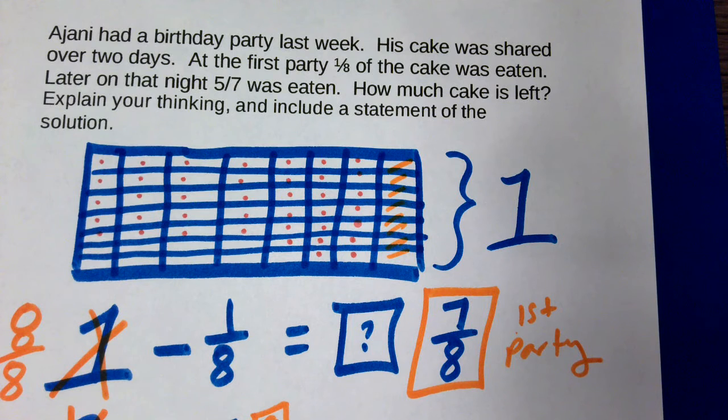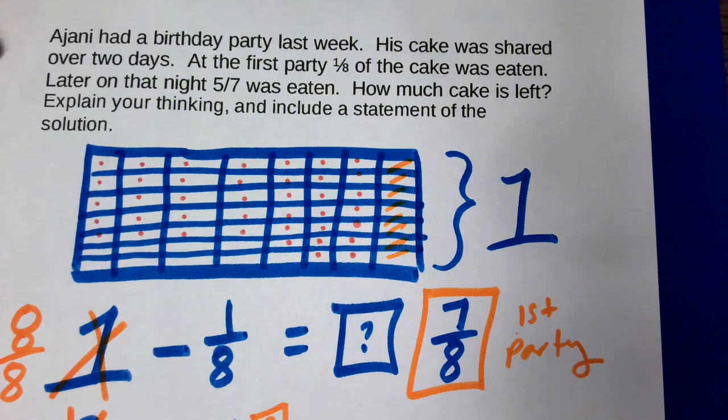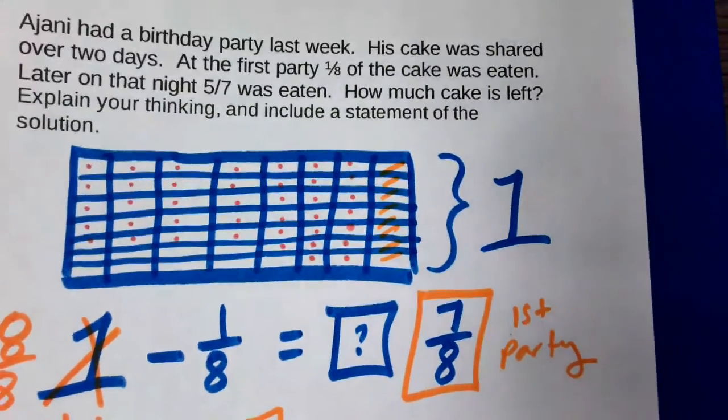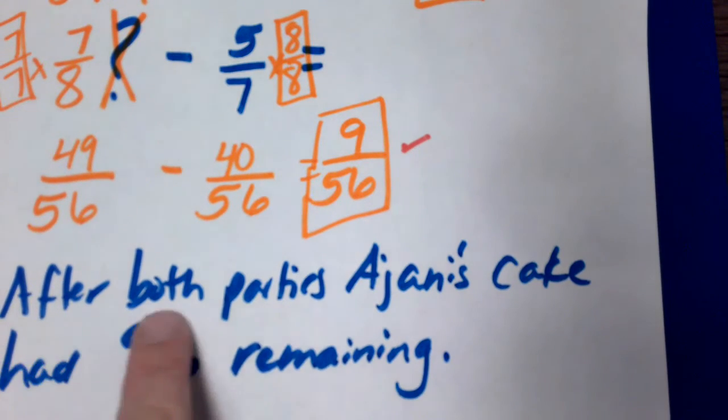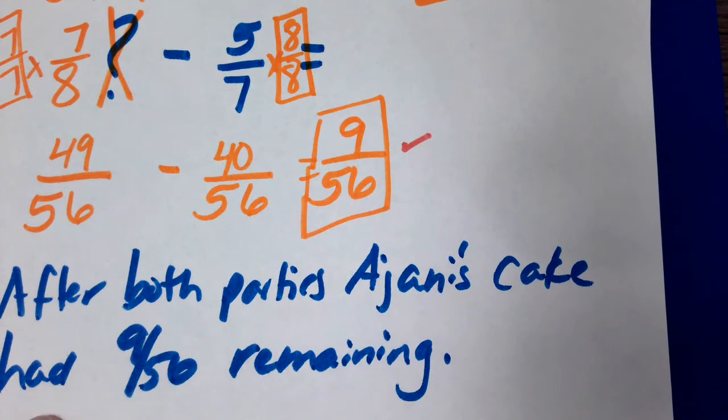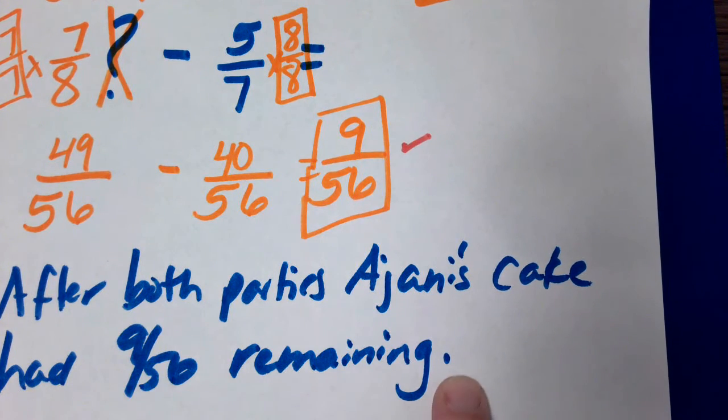And for you to really understand fractions, being able to use a picture as well as doing standard algorithms for fractions is very helpful. So I've proven with a picture, I've proven with the algorithm that I know that after both parties, Johnny's cake had 9/56 remaining.